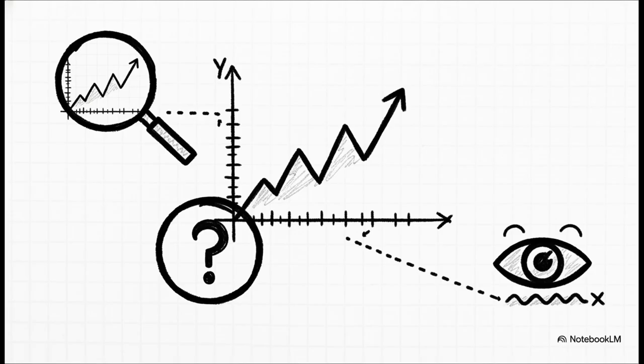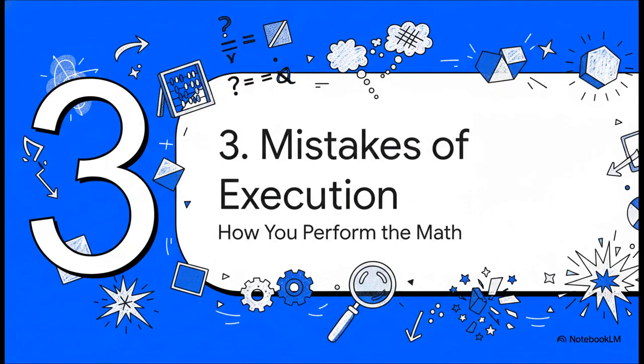And finally, read the labels. Are we talking about total dollars or dollars per hour? A few seconds on these checks can save you from a totally avoidable error. Okay, so you've read the question perfectly. You've checked out the graph. Now it's time to actually do the math.